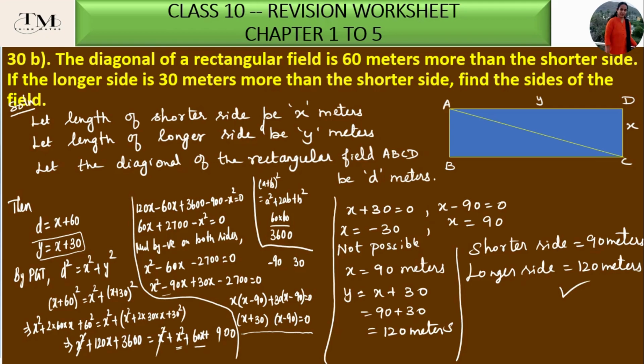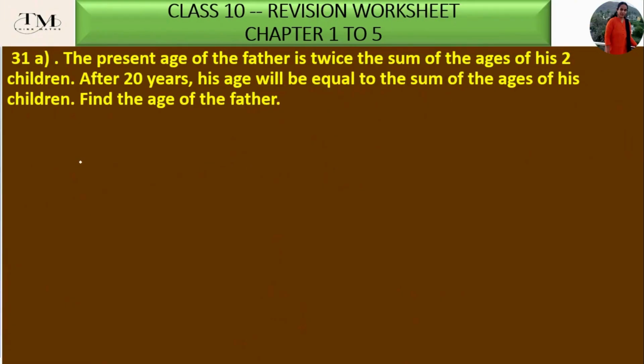Okay, children, I hope you can understand. So moving on to the next question on the next page. This is the last question for section C. The 31st question has internal choice. You can attend either A or B. B is on the next page.